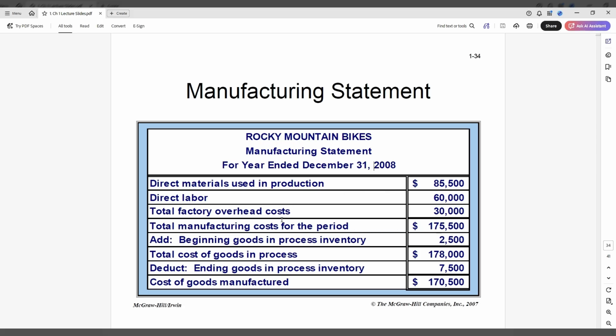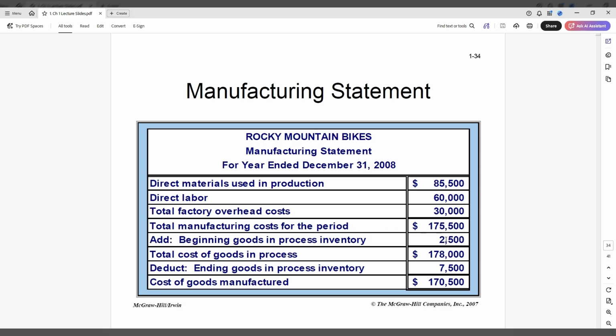Okay, so just what we were looking at there, you take your materials, labor, and overhead and add those all together. You add your beginning WIP. That becomes total cost of WIP, goods in process. I'm saying WIP every time in place of goods in process, just because that's the work in process term we're going to use more often. So hopefully that doesn't trip anybody up.